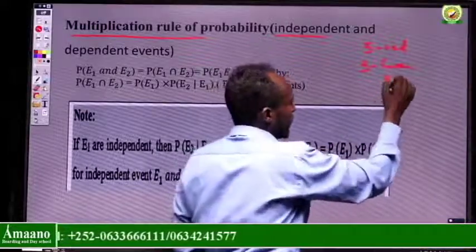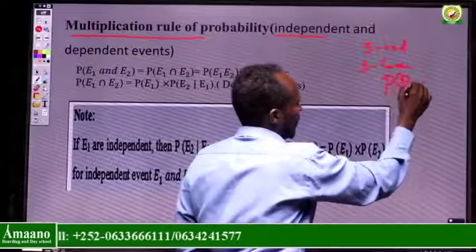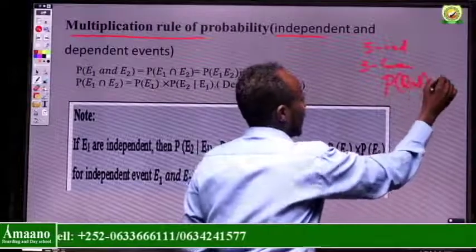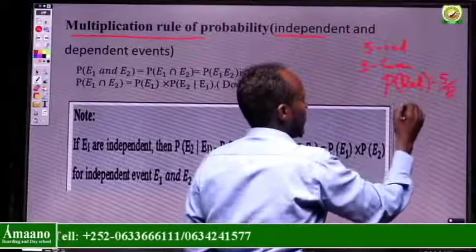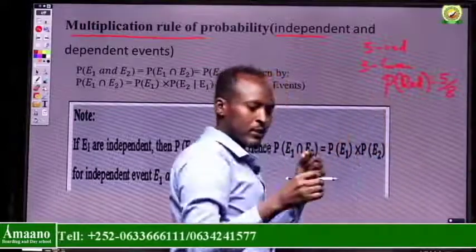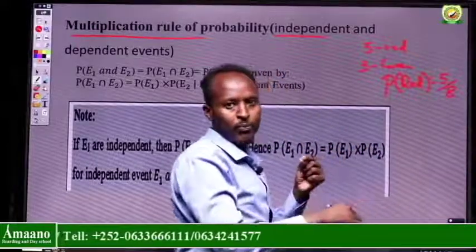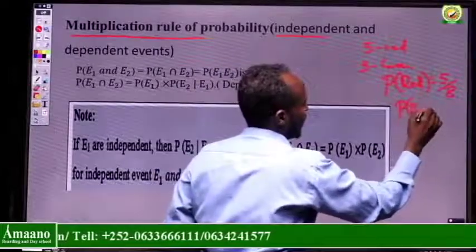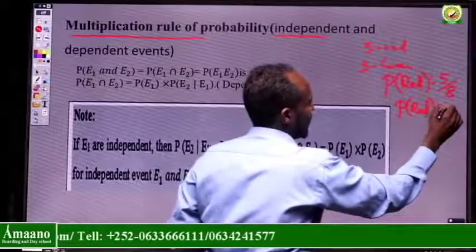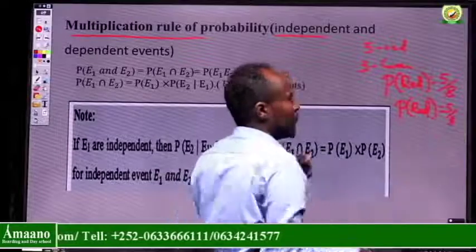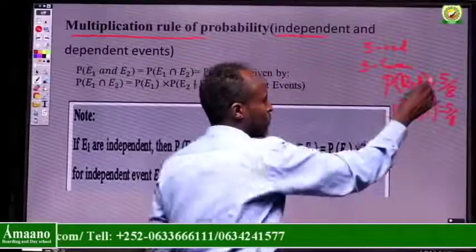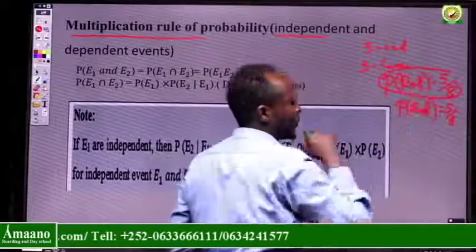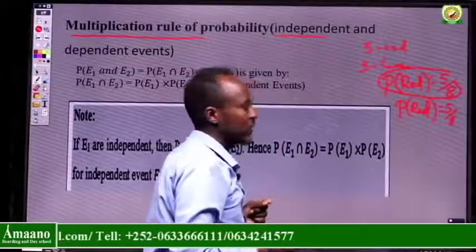Probability of getting first red, it is 5 divided by the total. Therefore, the first ball is replaced back into the box. Probability of getting the second ball to be red is the same as the previous one. It is 5 divided by 8. Therefore, the occurrence of the first event does not affect the occurrence of the second event.